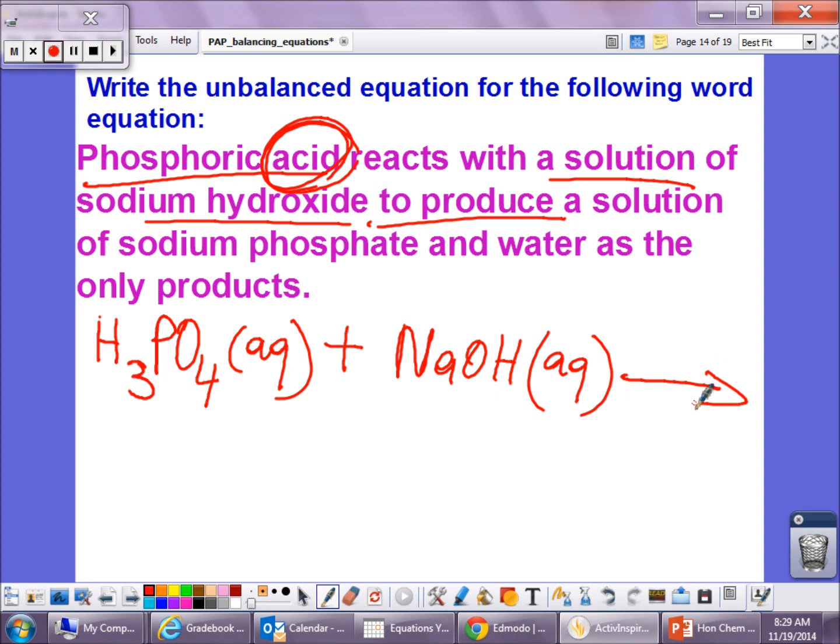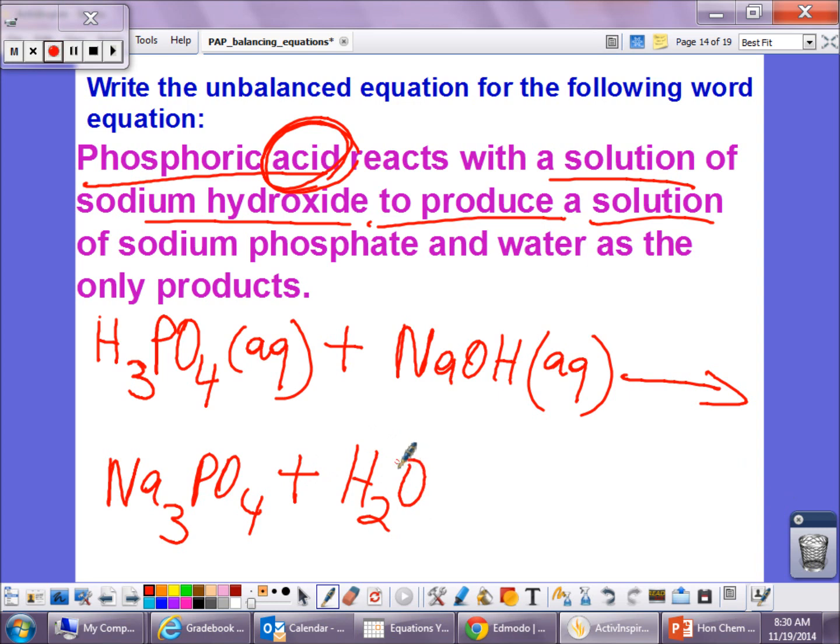A solution, important, solution of sodium phosphate. Sodium Na, phosphate PO4. I know PO4 is 3 minus. I know sodium from group 1 is 1 plus, and it's 3 sodium for every 1 phosphate. And means plus. Water, I know water is H2O on the product side. If they don't tell me the state, I don't have to put it, but I know water at room temperature is liquid, lowercase l. I don't have to put it.